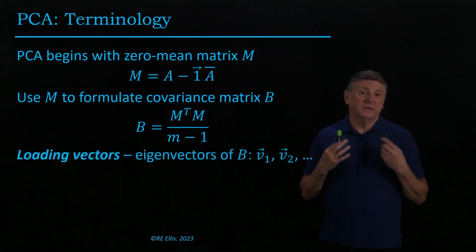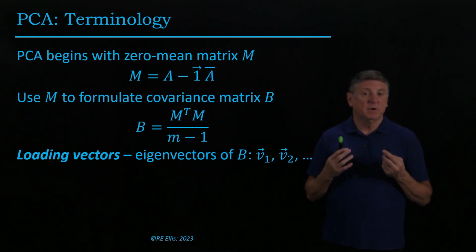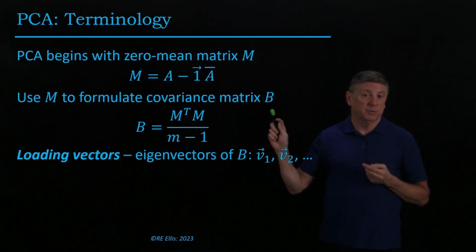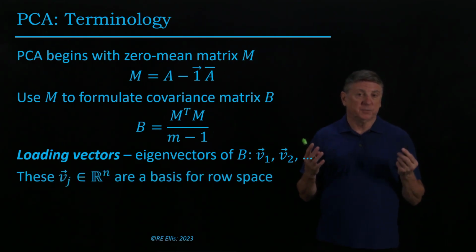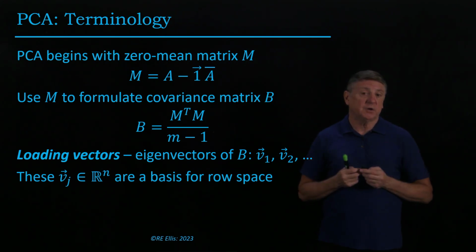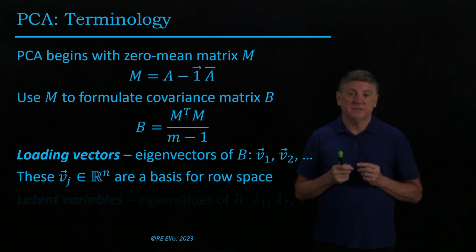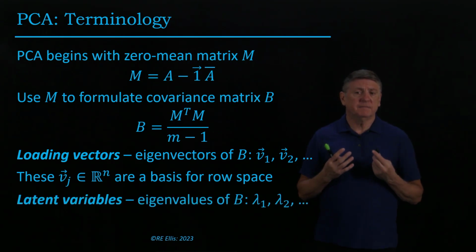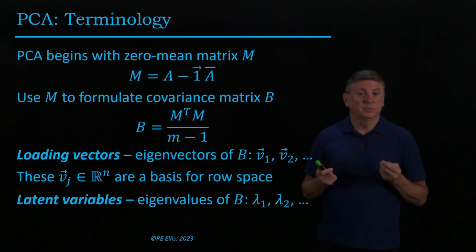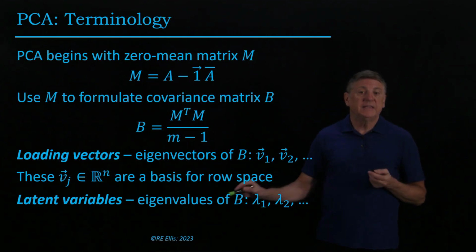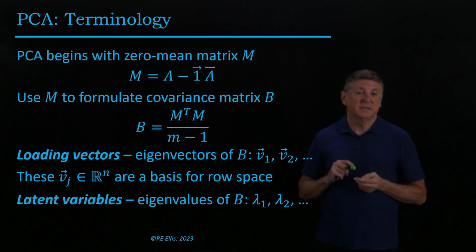And in principal component analysis, the loading vectors, that's the name for the eigenvectors of the covariance matrix. So each one of these has n entries, and these constitute a basis for the row space of the covariance matrix. The latent variables, we'll rarely use this term, but if you're coming across PCA, these are the eigenvalues of the covariance matrix, and we'll write these using the symbol lambda.